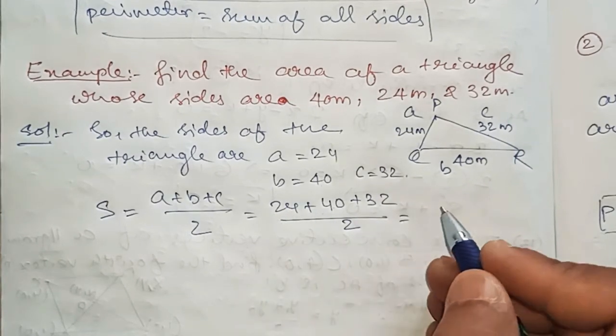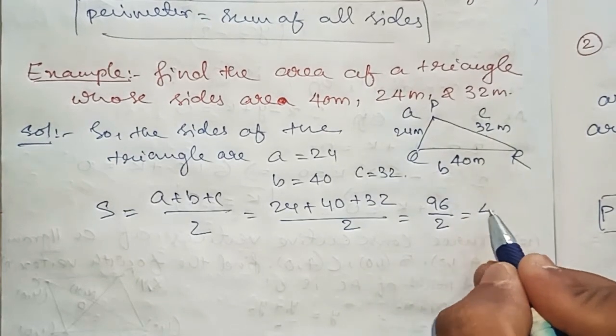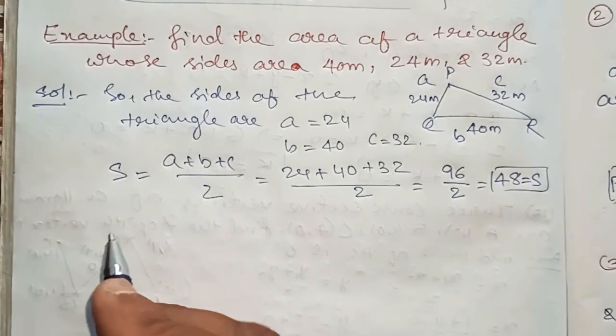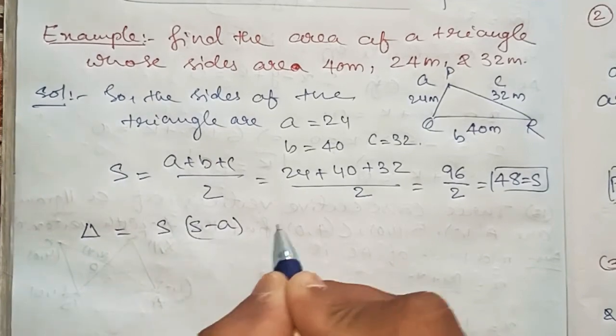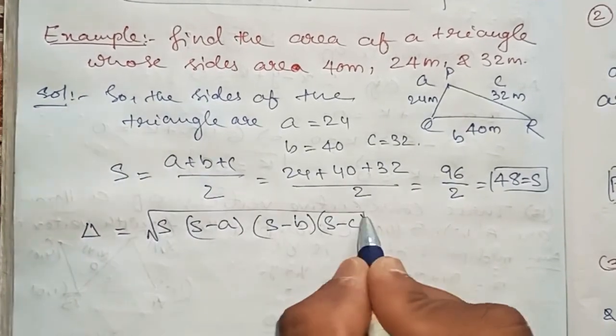The addition of these is 96, divided by 2. 96 by 2 is 48. So the value of S is 48. Now we will use the formula: Area equals the square root of S minus A, S minus B, S minus C.